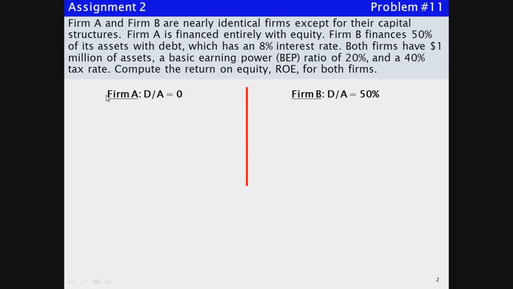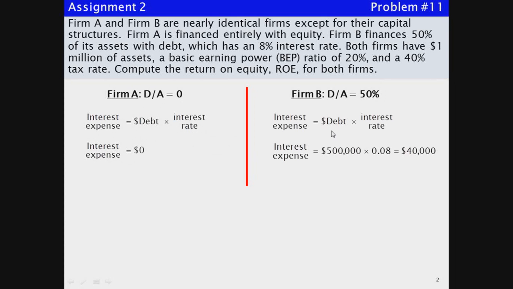I've got Firm A over here in the left panel. Its debt to asset ratio is 0 because it's financed entirely with equity, no debt. Firm B has a debt to asset ratio of 50% on the right hand side panel here. The interest expense for Firm A obviously is 0. It has no debt. The interest expense is the dollar amount of debt times the interest rate, but there's no debt. Firm B has $500,000 debt. Remember, there's $1 million of assets, 50% debt ratio, so there's $500,000 of debt. The interest rate on the debt is given as 8%, so multiply by 0.08, and the interest expense that Firm B must pay annually is $40,000.